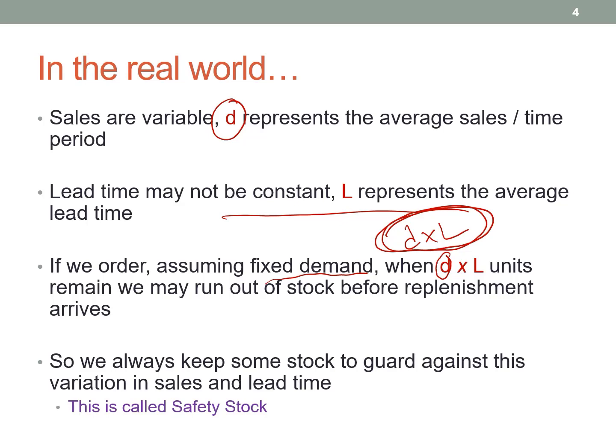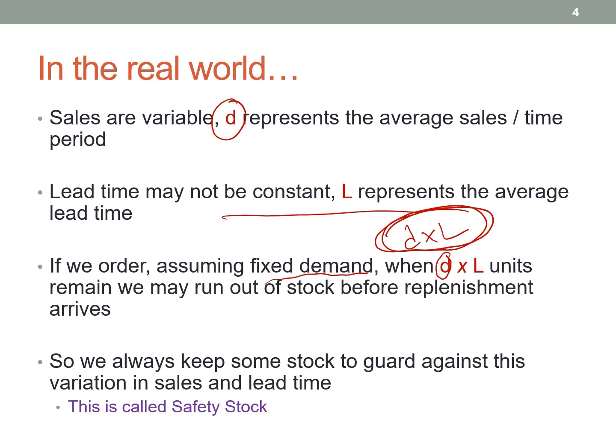Now, if demand is fixed, there's no variability, and lead time is fixed, there is no variability, then this would work fine. You would always place a replenishment order when you have D multiplied by L units left in stock, and then after L days you will eat through that stock, and the new shipment would arrive, and then you'll be fine again. But if D is only the average demand and L is the average lead time, then sometimes you may run out of stock while you're still waiting for the order to arrive.